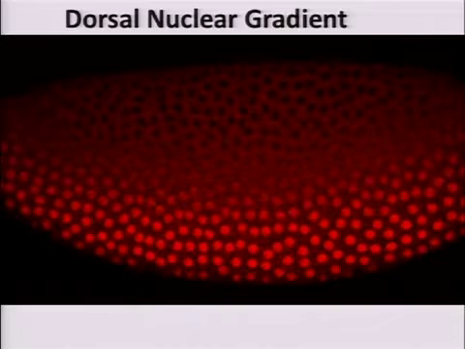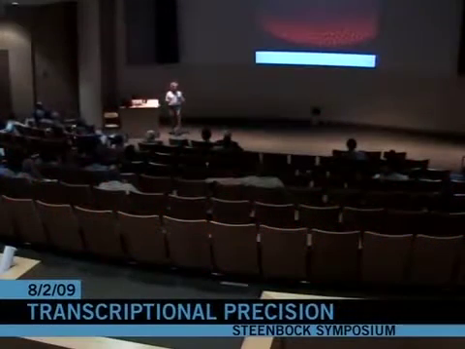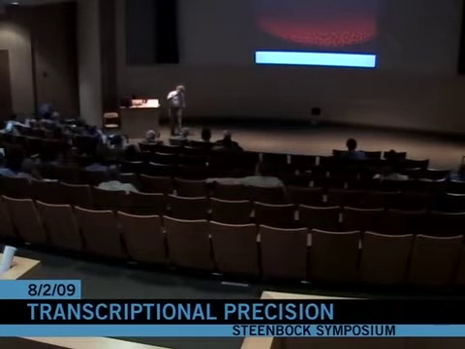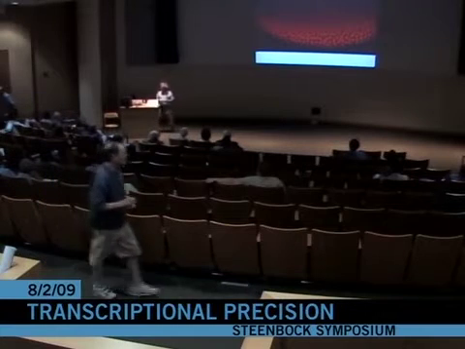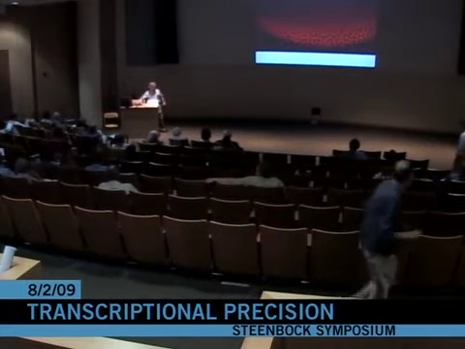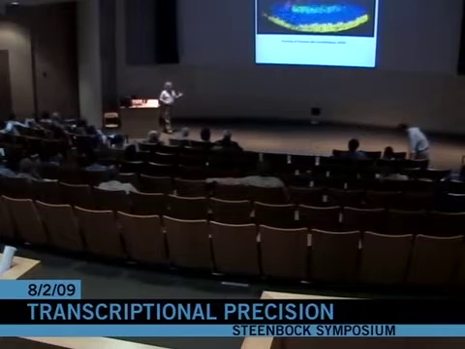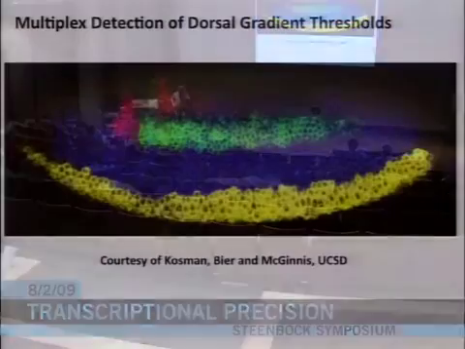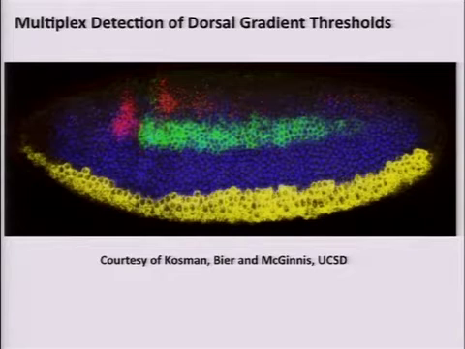Now, this Dorsal nuclear gradient controls the patterning of the embryo by differentially regulating about 50 to 60 target genes in a concentration-dependent fashion. And these genes were initially identified in classical genetic screens and more recently using whole genome methods such as whole genome tiling arrays. The next slide shows a few examples of Dorsal target genes. These are genes that are directly regulated by different concentrations of the nuclear gradient.